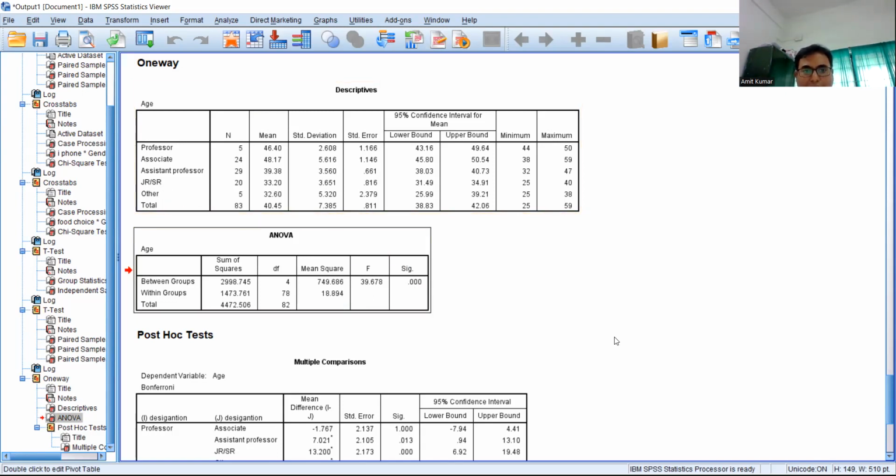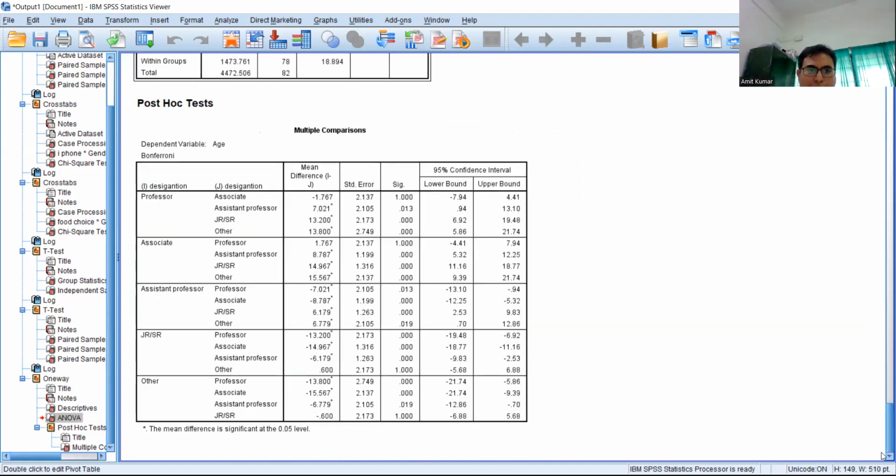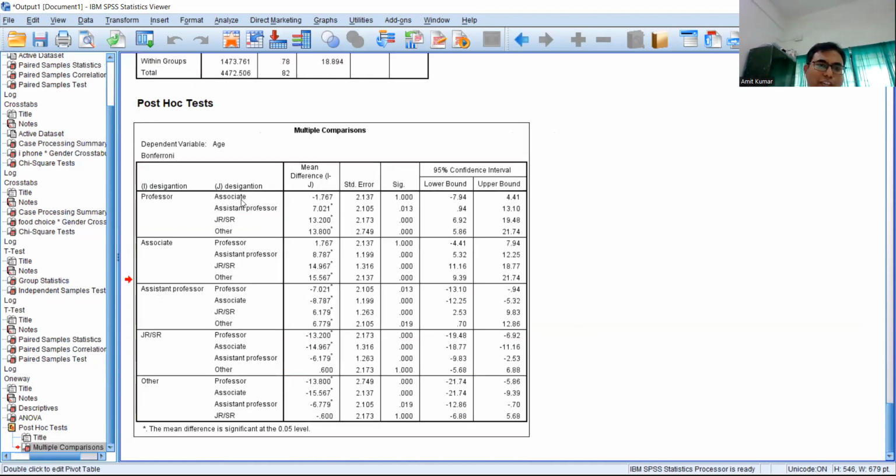the designation. And if we want to see the post hoc analysis, this is the window where the one-by-one comparison is available in the ANOVA analysis. Suppose we want to compare professor with associate professor. This is the p-value. There is no significant difference between professor and associate professor. This is the mean difference. And from professor to assistant professor, this is the p-value 0.013. Mean difference was 7 years.